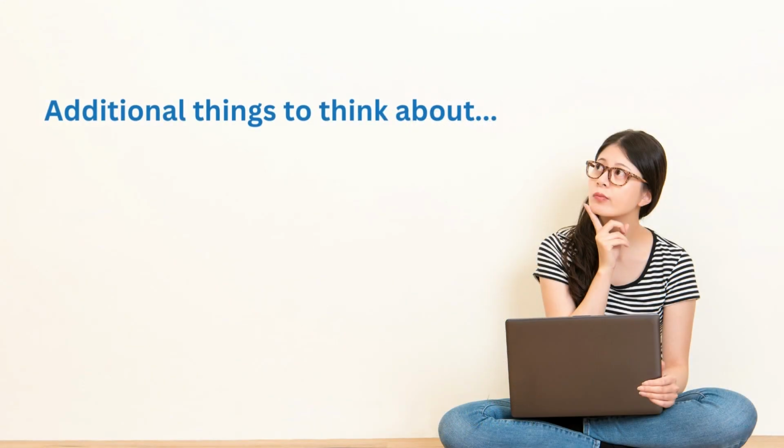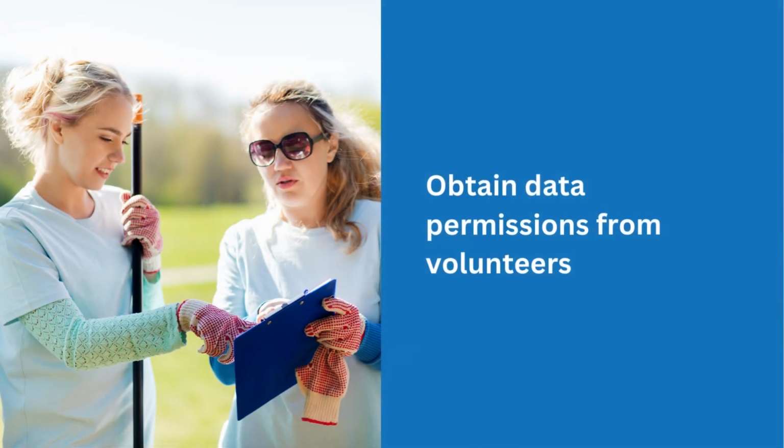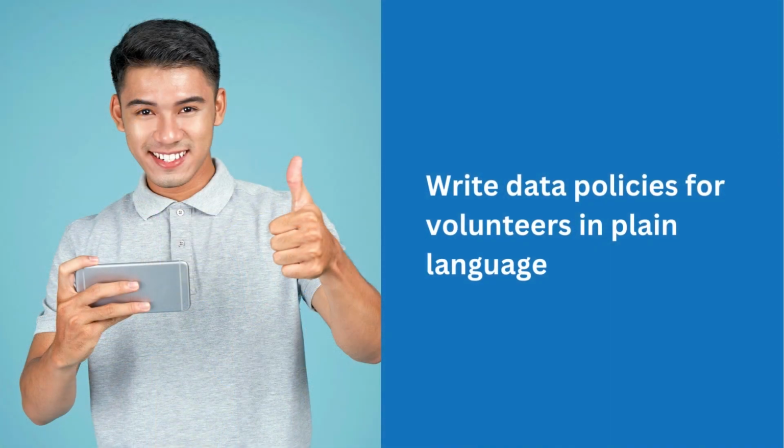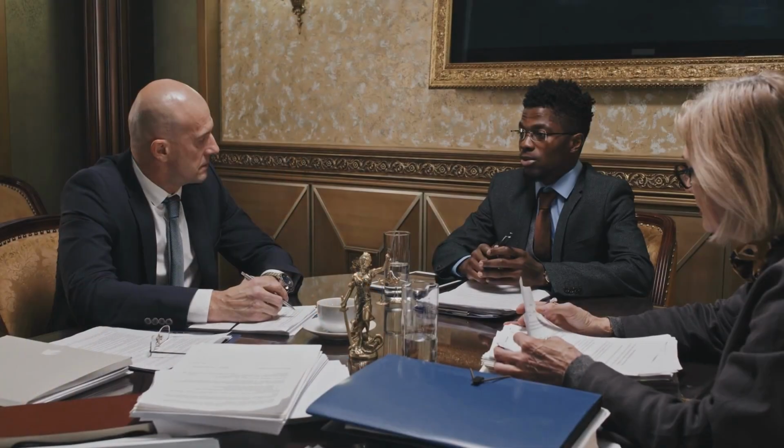Image of a woman sitting on the ground with a computer in her lap and she is looking up while thinking. Next is an image of two women wearing gloves while looking and pointing at a clipboard. Then an image of a man holding a phone and giving a thumbs up with his other hand. Consider a few additional topics to think about, like obtaining permissions from volunteers for potential future uses of the data, and making data policies, terms, and conditions available to participants in plain language. Video of three people in suits talking to each other at a table with several stacks of paperwork in front of them.